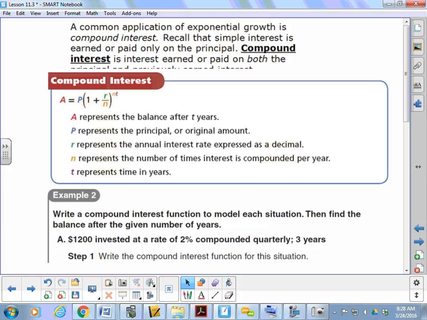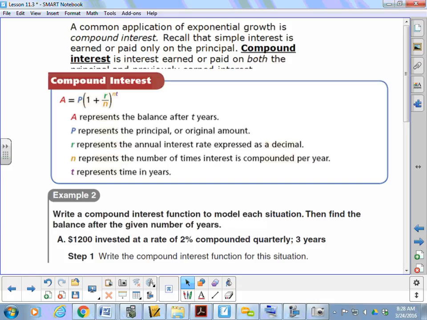P, the original amount or principal, is equal to P times 1 plus R over N, where R is the interest rate as a decimal, and N is the number of times they calculate interest a year.